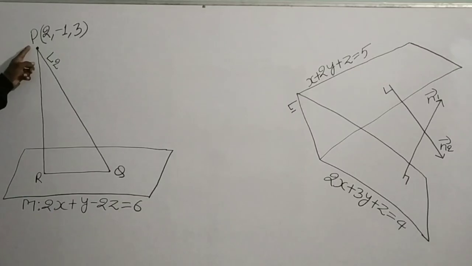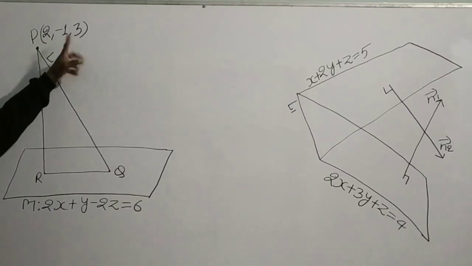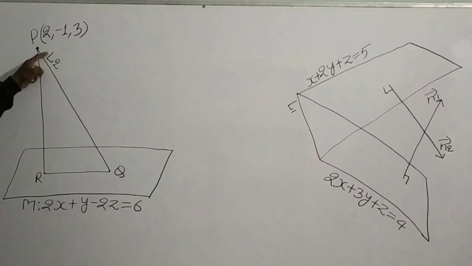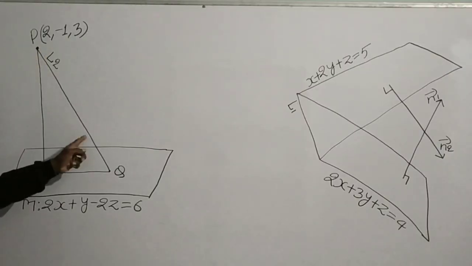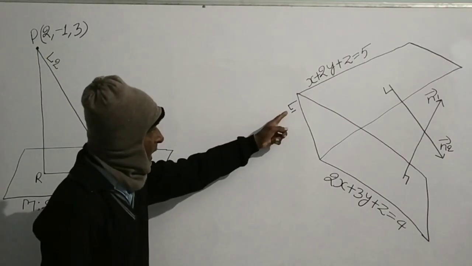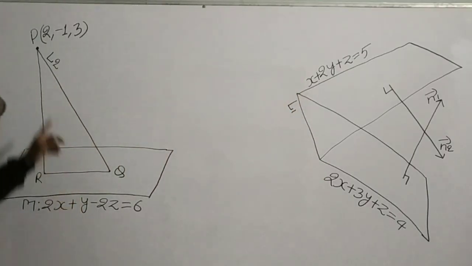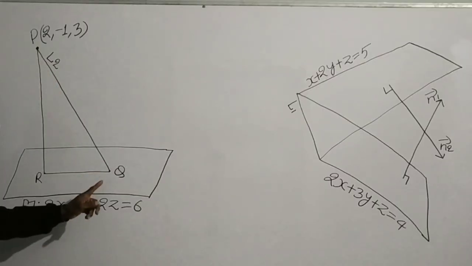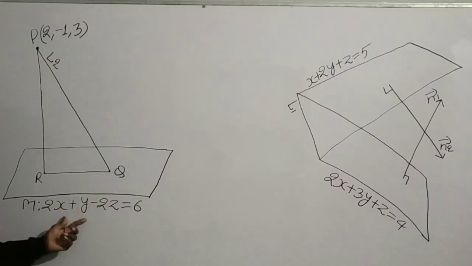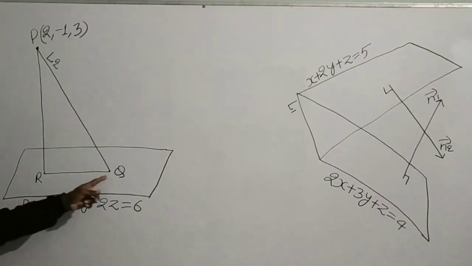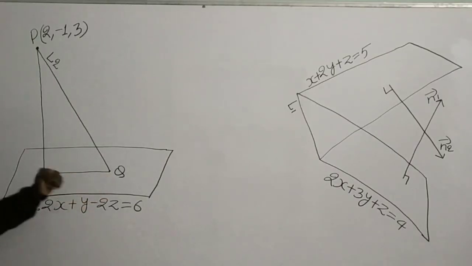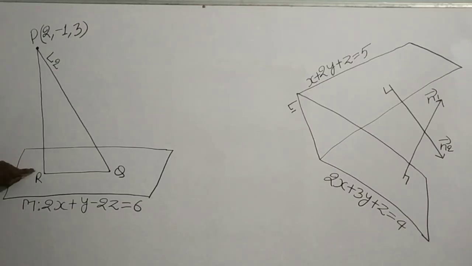From a point P (2, -1, 3), a line L2 is drawn parallel to L1, means line of intersection of these two planes, and this line L2 intersects this third plane M at the point Q. R is the foot of the perpendicular drawn from the point P to this plane.